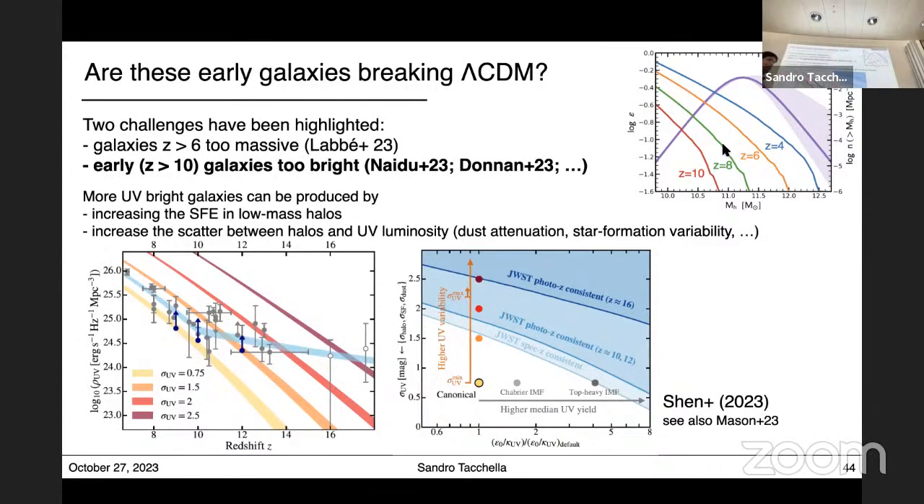Yes, exactly. No, exactly. So you need to boost it. You need to boost, and you can roughly see by how much, quite significantly.